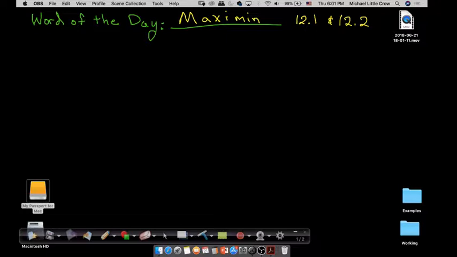So I thought for today I'd just choose a word of the day. We'll go with maxi-min. That's not maximum. I didn't misspell it. It's maxi-min. That's a word I made up that involves both maximum and minimum because that's the topic of today. We're going to look at how to use calculus to find maximum values and minimum values. We'll focus on some applications.